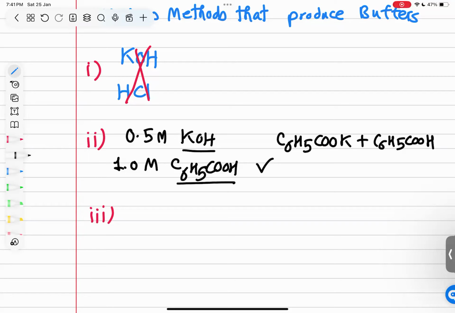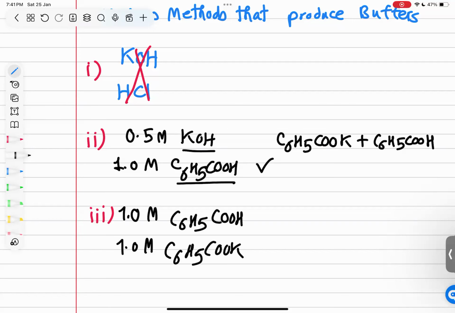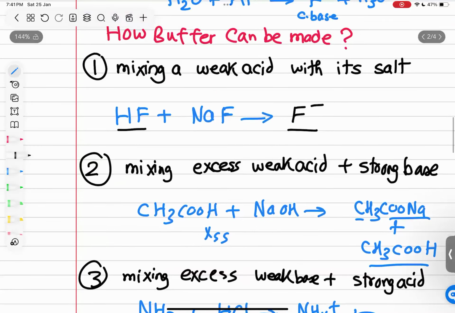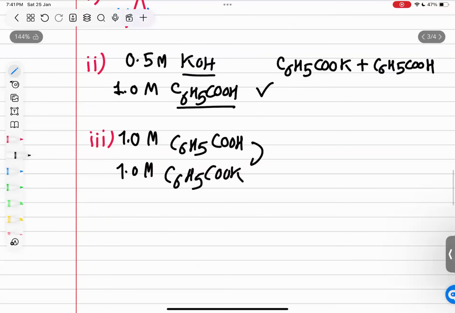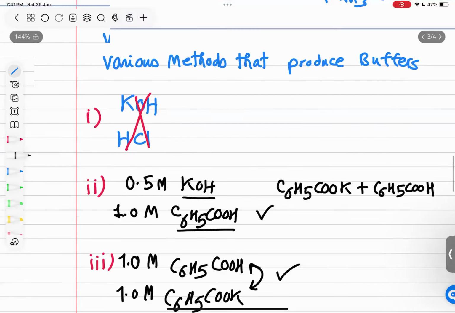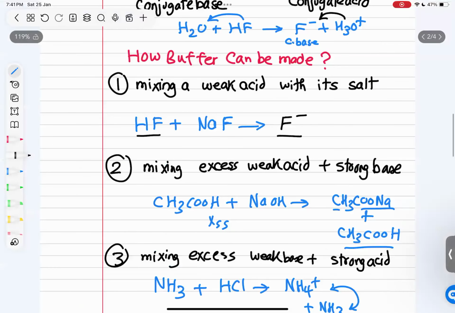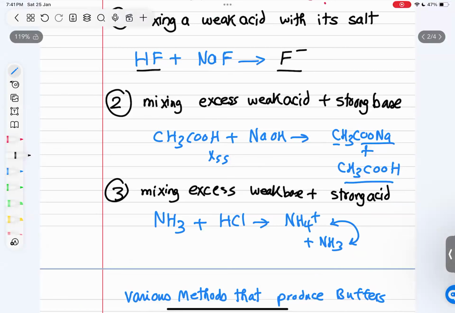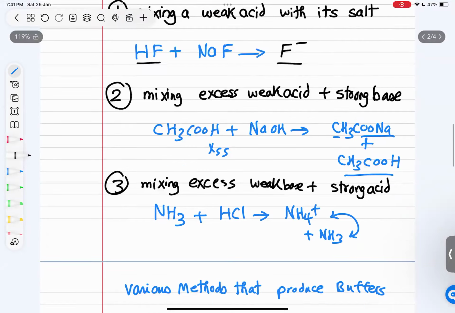Another method is putting 1.0 molar of C6H5COOH and 1 molar of C6H5COOK. I can see a weak acid and its salt. If I have a weak acid and its salt, I have a weak acid and its conjugate base, so it is a good method. So again: a weak acid and its salt, an excess of the weak acid with a strong base, and an excess of weak base with a strong acid.